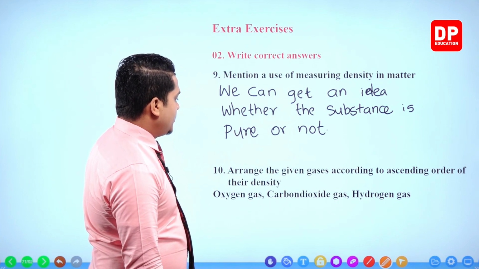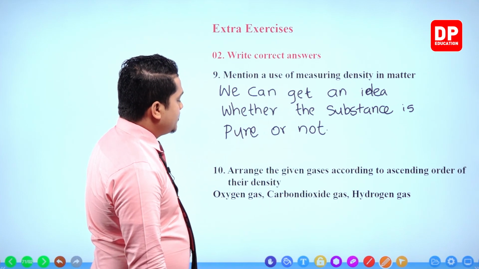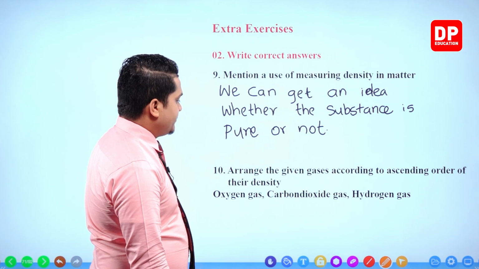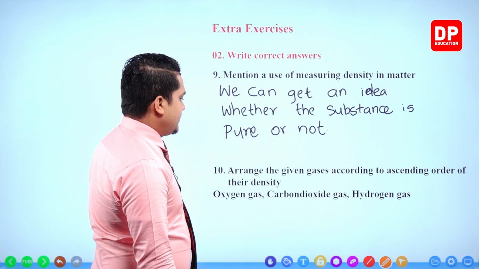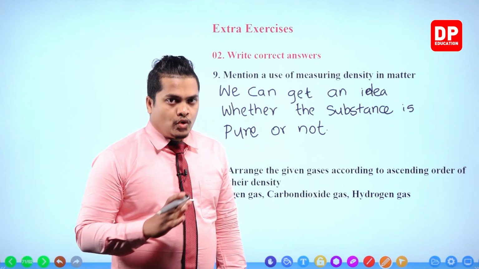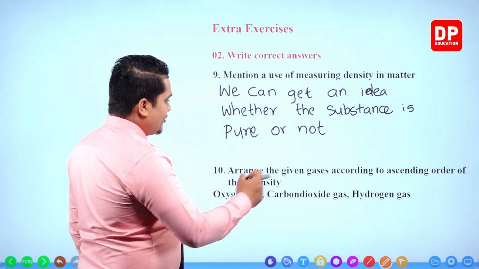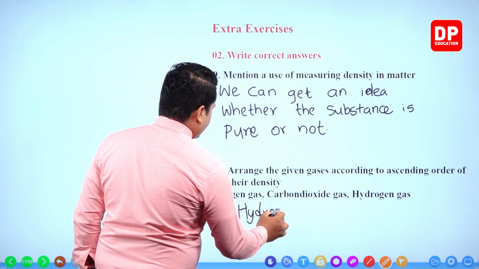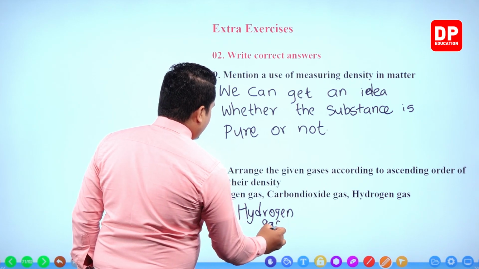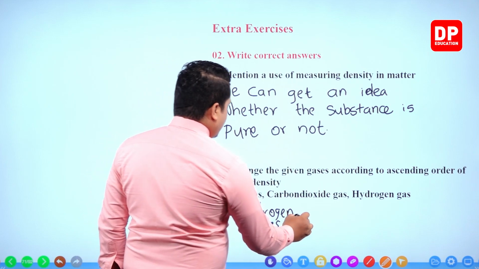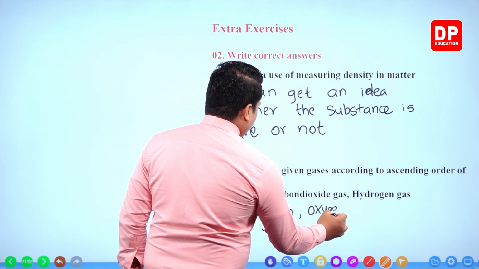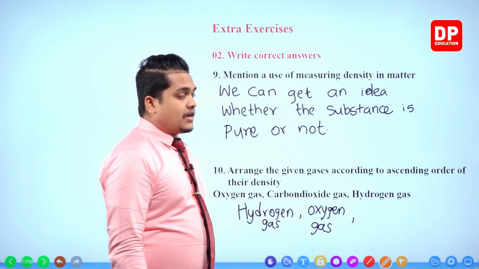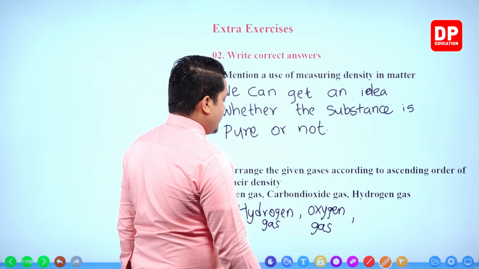Right. Final question of the second question. Arrange the given gases according to the ascending order of their density. Ascending order means from lowest denser one to highest denser one. Hydrogen gas has the lowest density. Then, my dear children, oxygen gas. The highest density, the heaviest one of all, is carbon dioxide gas.